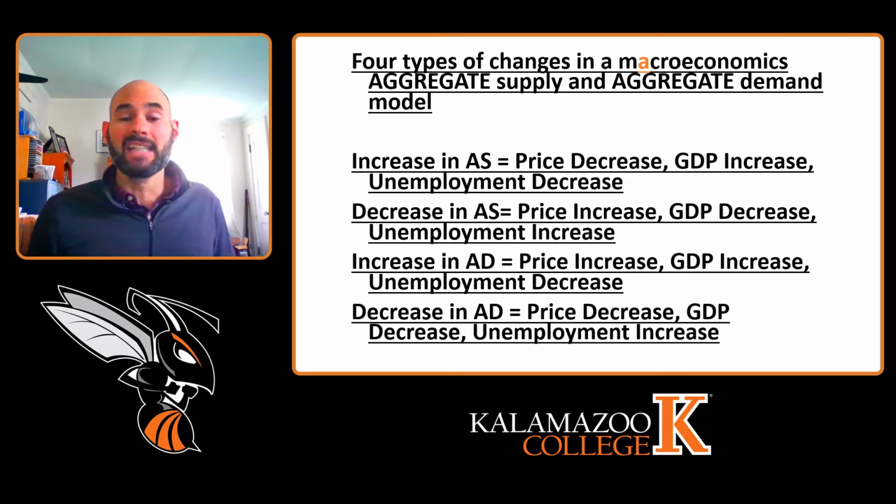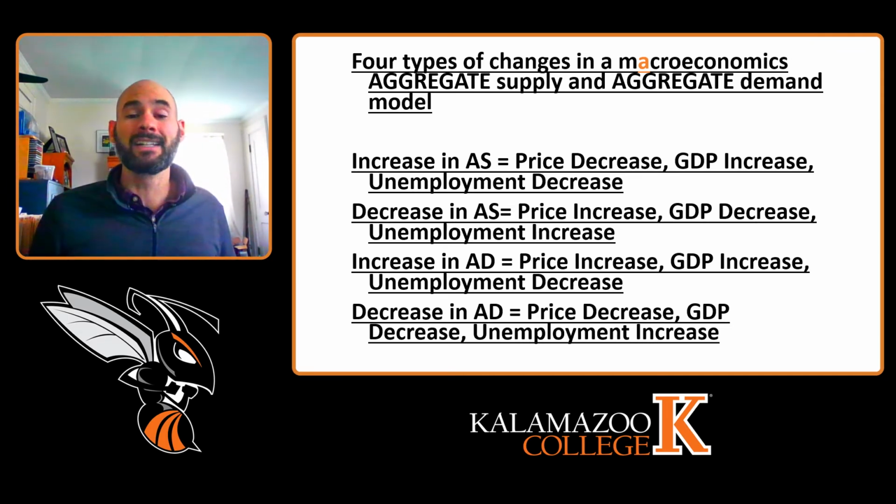When we have an increase in aggregate demand, we're going to have a price increase. It's just a matter of how much price is going to increase, and it's going to depend on whether we're at the steep part of the short-run aggregate supply curve or the flat part. We're going to have an increase in growth and a decrease in unemployment.